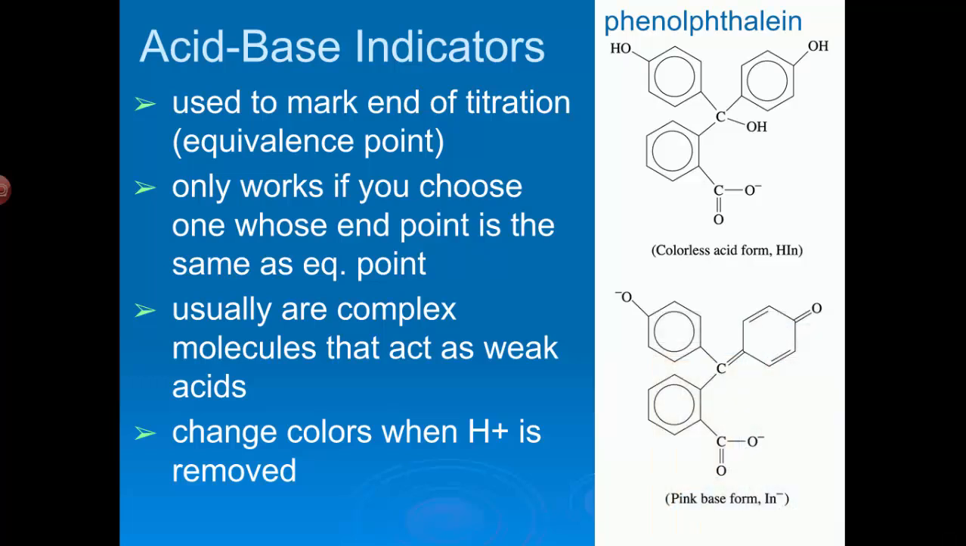Okay, here's phenolphthalein. This is a fairly common indicator, and the colorless form is the acid form. If you remove the proton from the upper left-hand hydroxyl, it changes the structure of the molecule and changes the color from colorless to pink. So there's some fairly complex organic chemistry happening in that change. It's not important. What's important is that we have the acid and the base form. The base form is purple or pink, and the acid form is colorless.